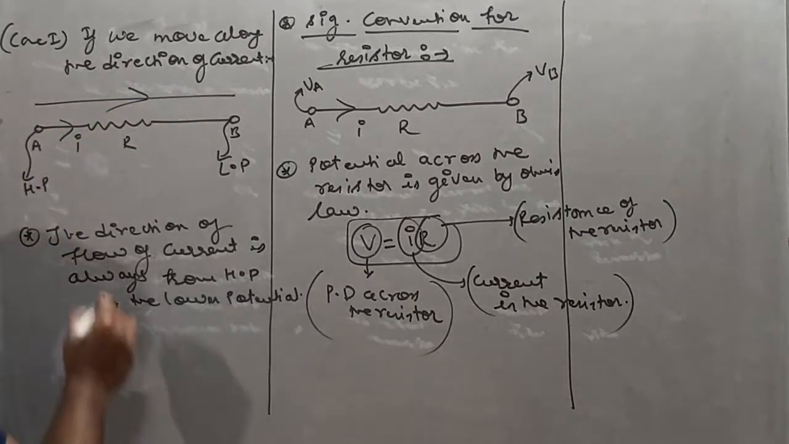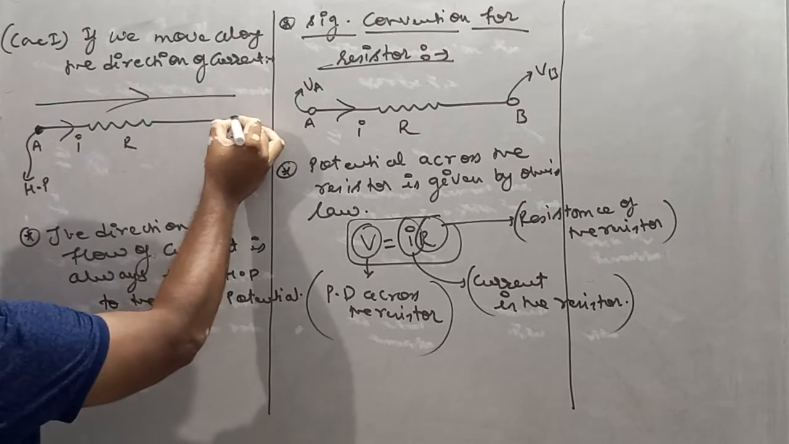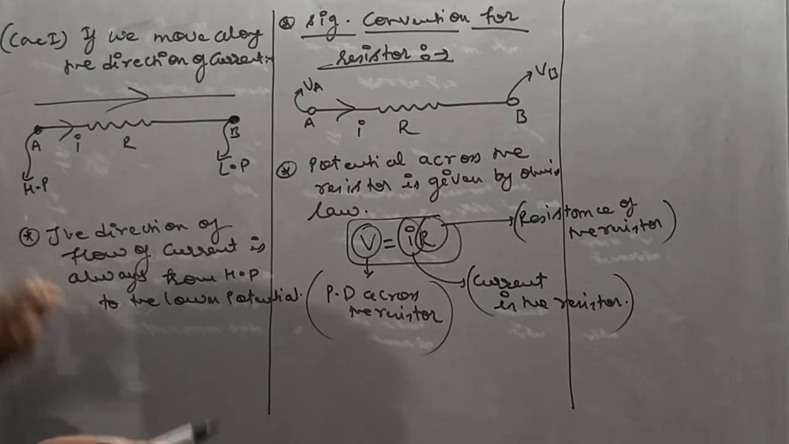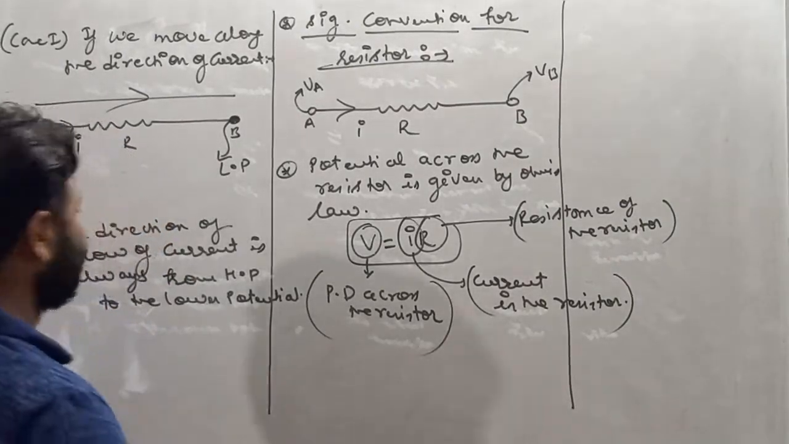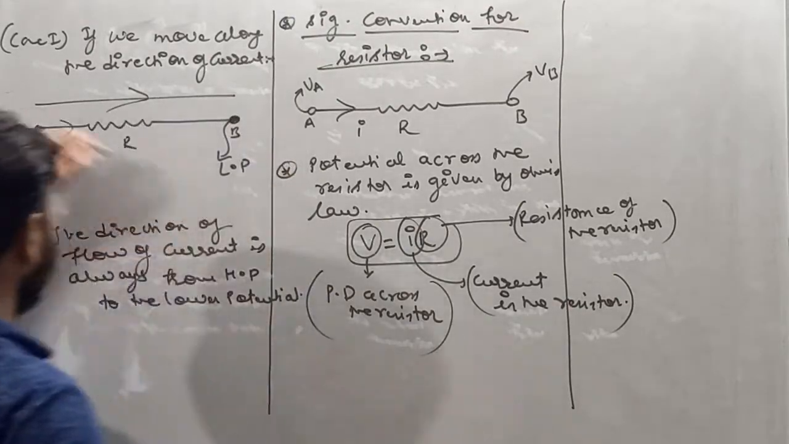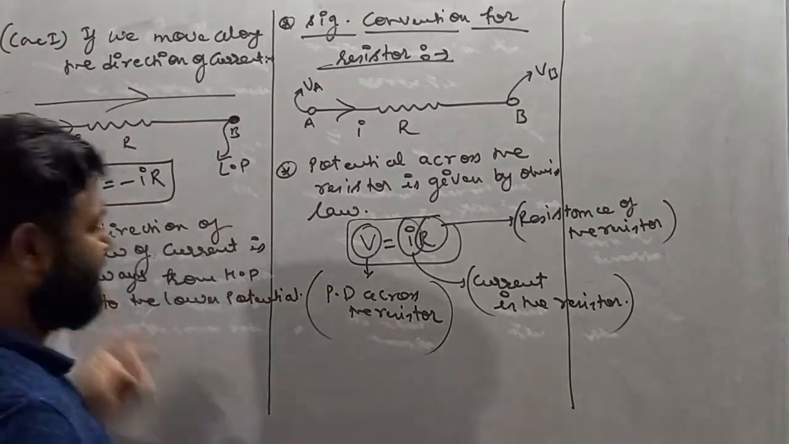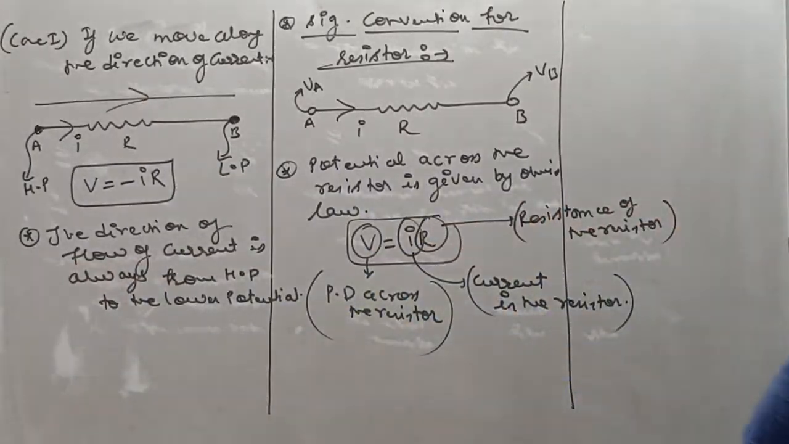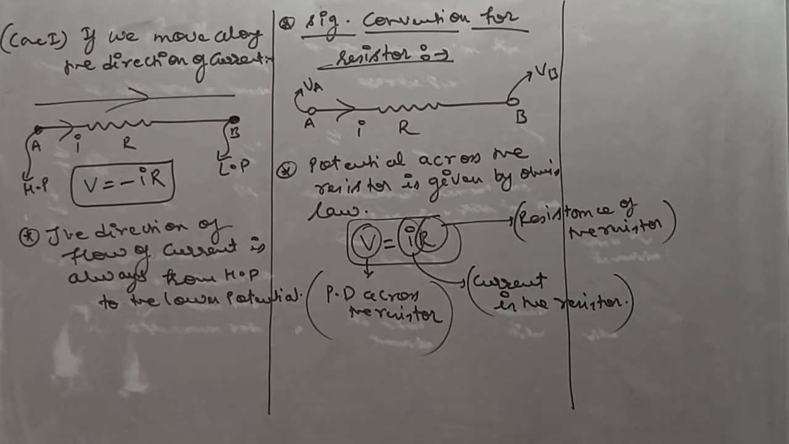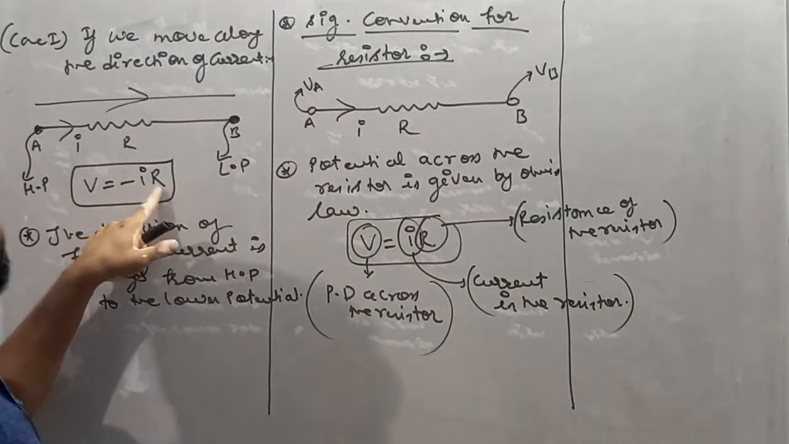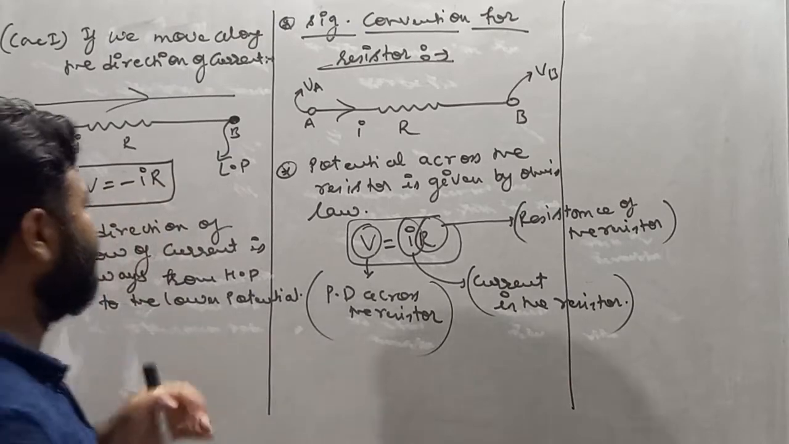In that case we'll write, because A is of higher potential and B is of lower potential, we are moving from higher potential to lower potential. So our potential is decreasing. If our potential is decreasing, then we know that we'll use the minus sign. So in that case we'll write V is equal to minus IR. So remember my dear student, if you move along the direction of current, then the potential difference across the resistor is given by V is equal to minus IR. This is basically the sign convention.